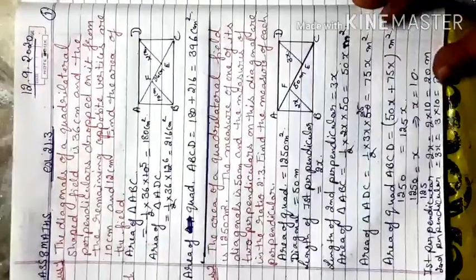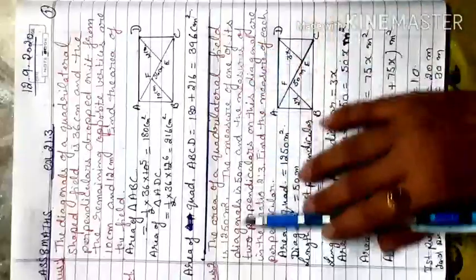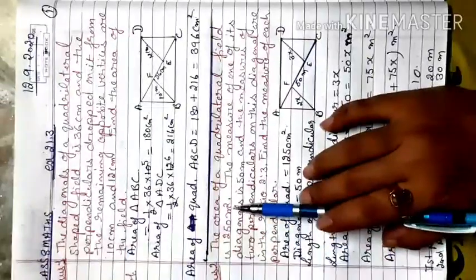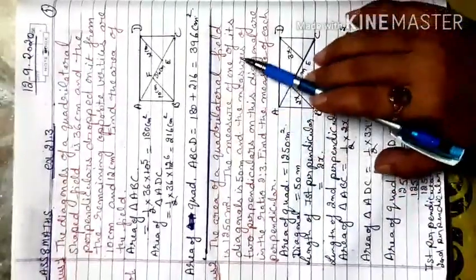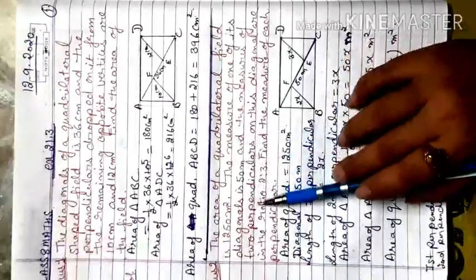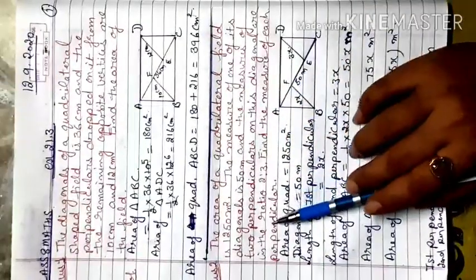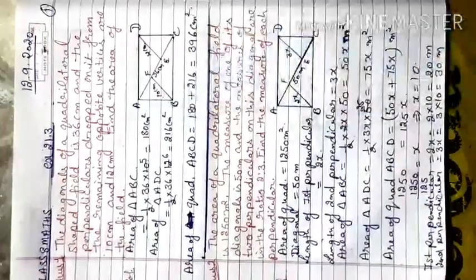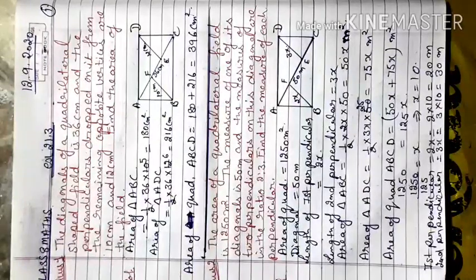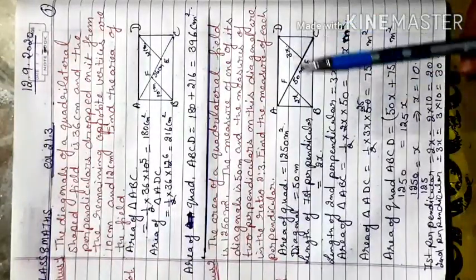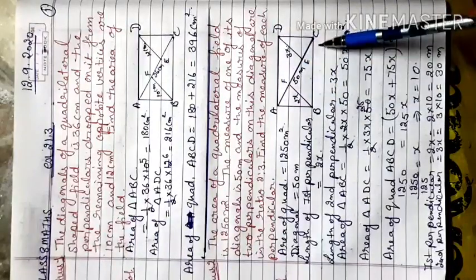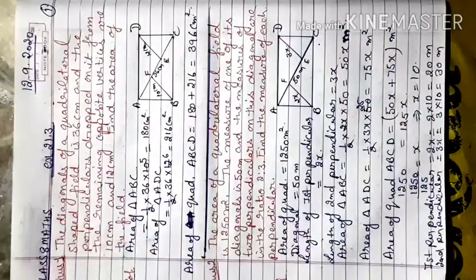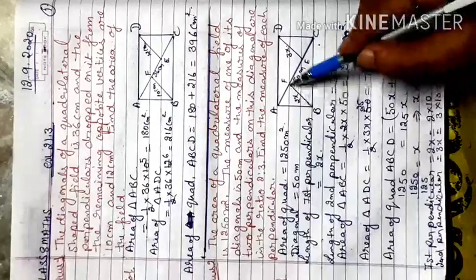Now in your second question, the statement is that the area of a quadrilateral field is 1250 meters square. The measure of one of its diagonals is 50 meters, and the two perpendiculars on this diagonal are in the ratio 2:3. Find the measure of each perpendicular. This is exactly like the question above, the only difference being that there you had to find the area. Here the area of the quadrilateral is given, the diagonal length is given as 50 meters, but the two perpendicular lengths are not given.